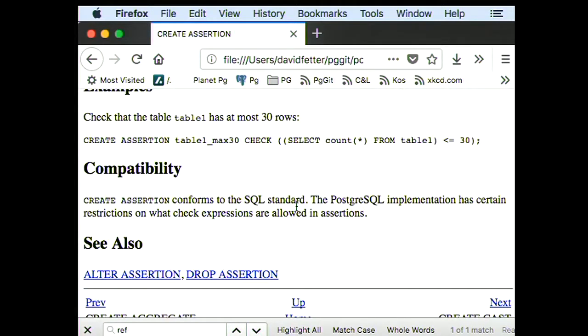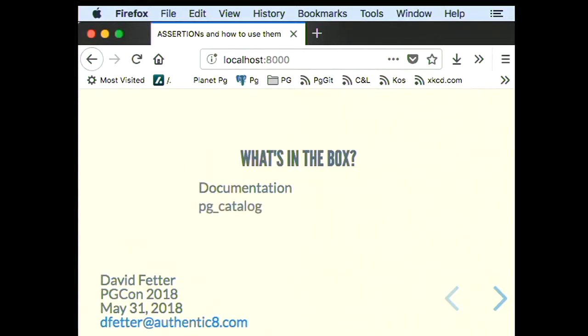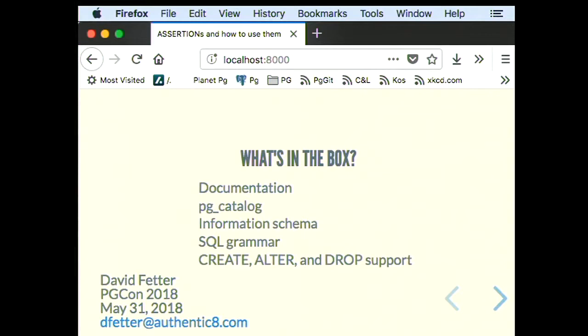Right, so the Postgres implementation has certain restrictions on what check expressions are allowed in the statements. I can show you a few if we have time. Oh, this is the commit fest page. Okay, so there were changes to PG catalog which support assertions. There was stuff in the information schema which now reflects the fact that we can have assertions. There was SQL grammar. There was support for all the create, alter, and drops. And the part that I know the very least about, which is the really important part of this, is the planner and the executor.